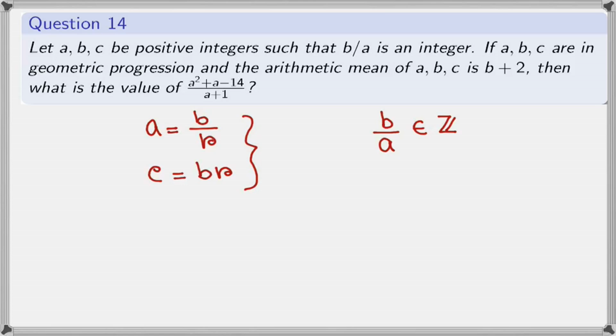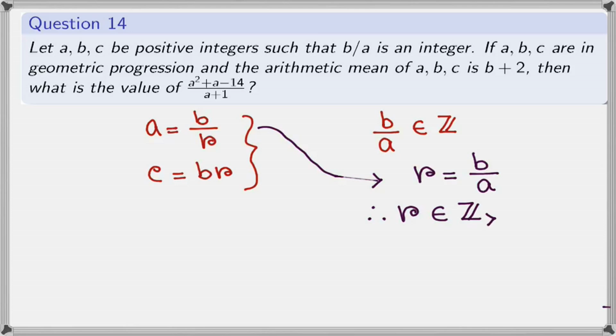Note that from here we obtain R is equal to B by A. Therefore, we can conclude that the common ratio R is a positive integer. We denote the set of positive integers by Z in the subscript strictly bigger than 0.